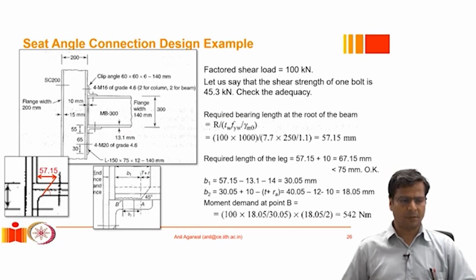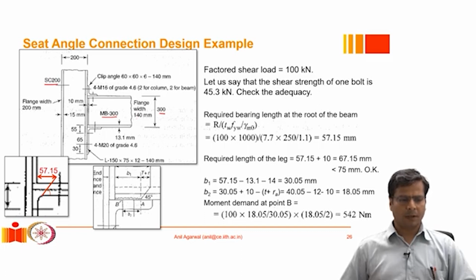So let's do an example. Let me describe the problem to you. This is a column of section SC 200. This is supporting a beam of ISMB 300 size. Of course, this beam, we all know, should have a total depth of 300 millimeters, and the ISMB 300 beam has a flange width of 140 millimeters.